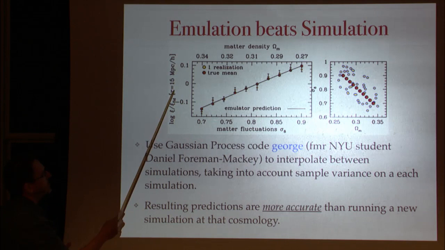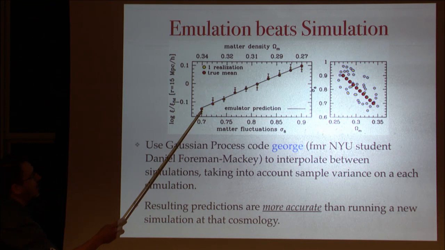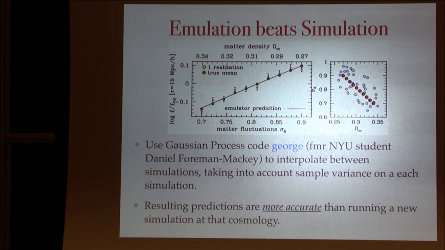The input to the emulator was one realization of a simulation at each of these 40 cosmologies, and that will bounce around a lot with this error bar, but the emulator prediction is much more accurate. In fact, it's an upgrade in terms of volume of about a factor of 20. So you don't actually need to run 7 gigaparsec simulations to analyze a 7 gigaparsec BOSS sample with the same accuracy as you would from the data.